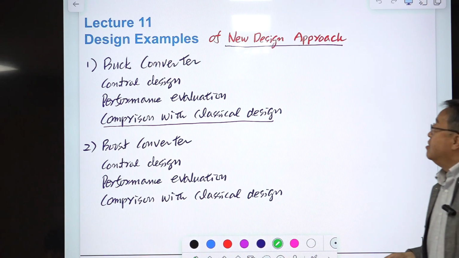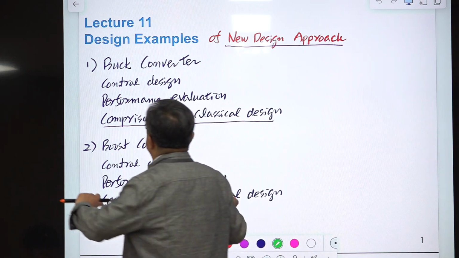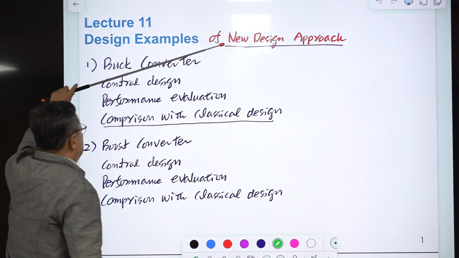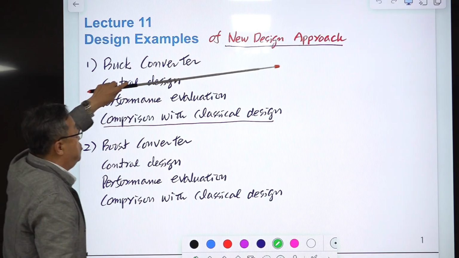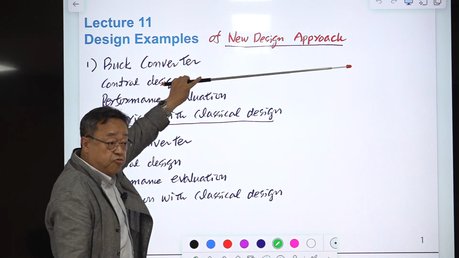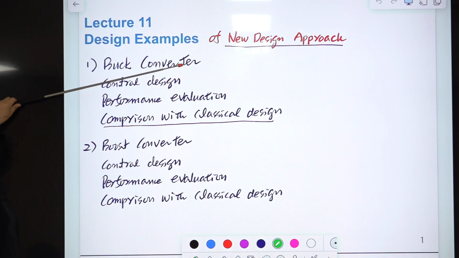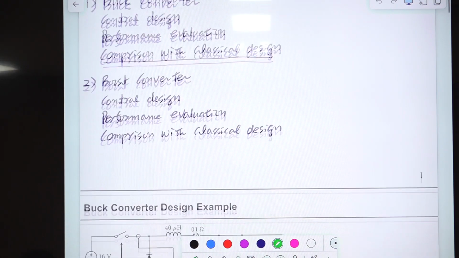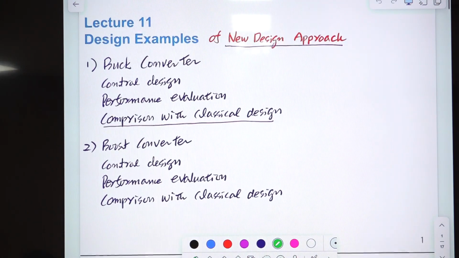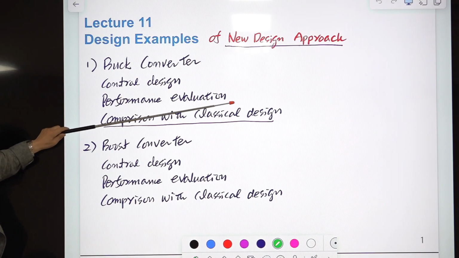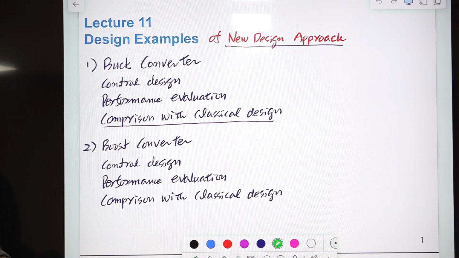Okay, all right. So we'll review the design of the buck converter and boost converter based on this new design approach, which includes the sampling effect. The examples we are using are the same as the previous ones we used for the classical analysis and design, so you can compare the performance of the two designs, the classical design and the new design. It looks different, but there is a good reason for that. Okay, I'll address that during this lecture.